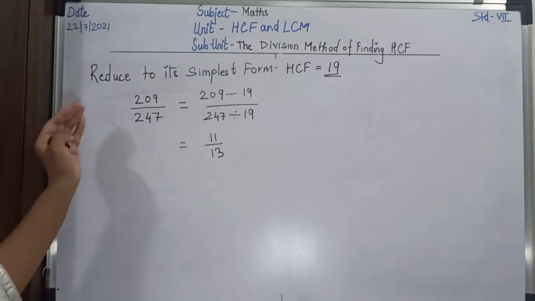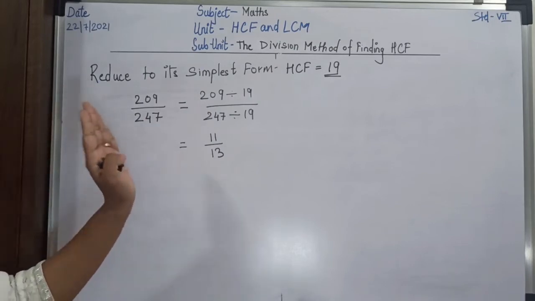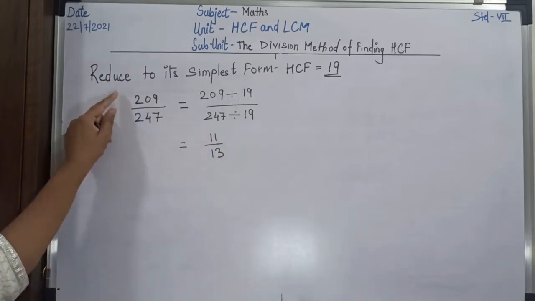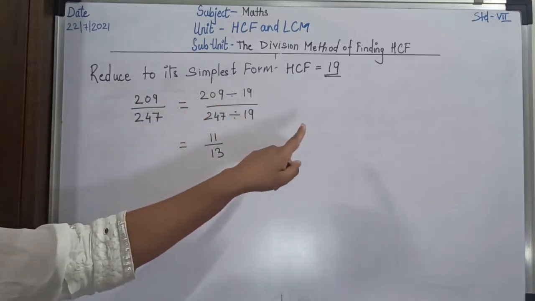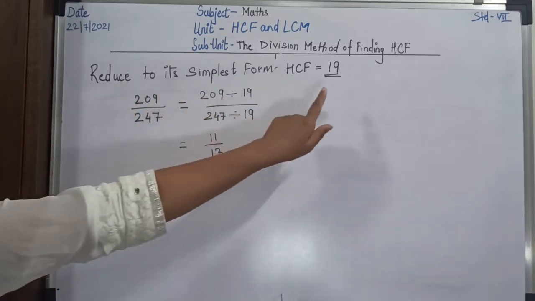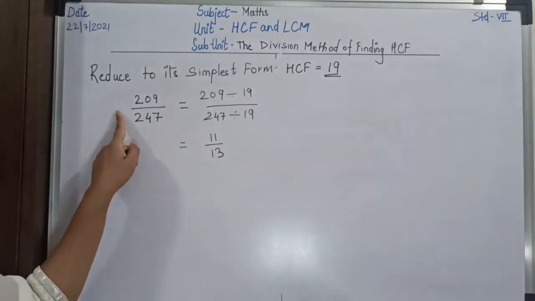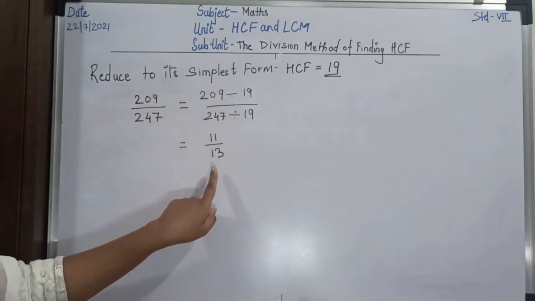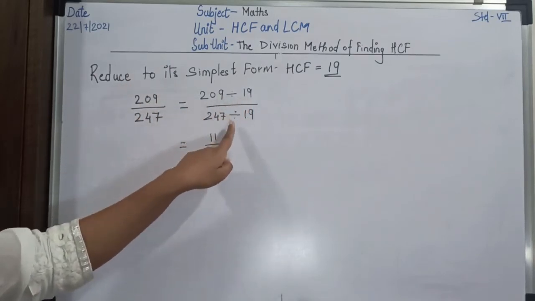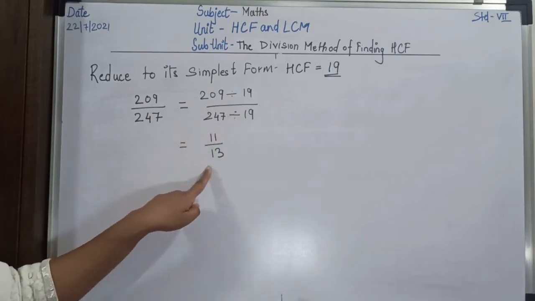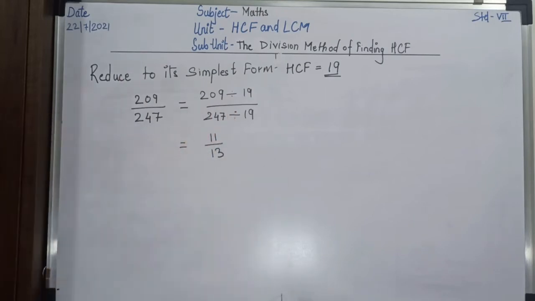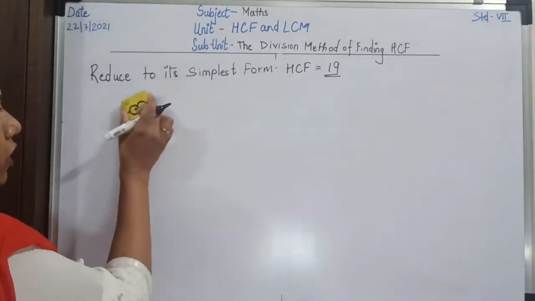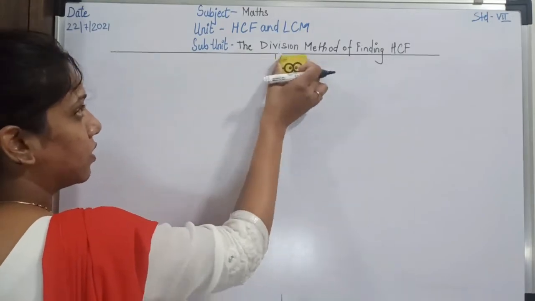Okay children, so this is how you have to reduce with the help of the HCF. When the number is given and then they say reduce to its simplest form, you have to find out first the HCF of this number. Then after finding the HCF, you have to divide both together and then you will get your answer in the simplest form. I hope you children are understanding how to solve these sums.